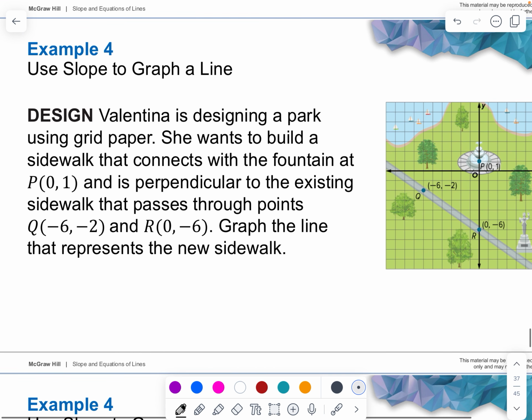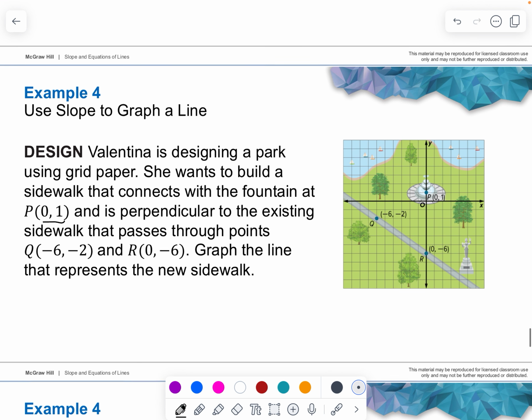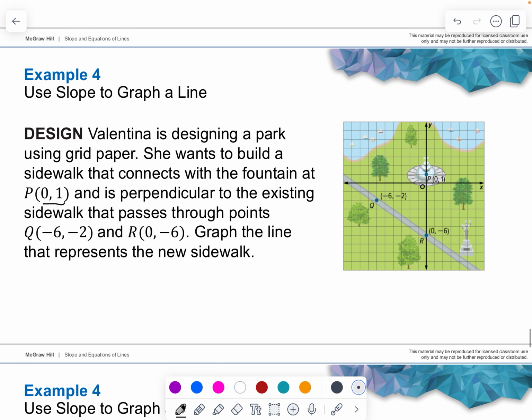All right, let's try another one. Valentina is designing a park using grid paper. She wants to build a sidewalk that connects with the fountain at P (0, 1), and is perpendicular to the existing sidewalk that passes through points (-6, -2) and (0, -6). Graph the line that represents the new sidewalk. All right. So this is a little bit interesting. I like this one.